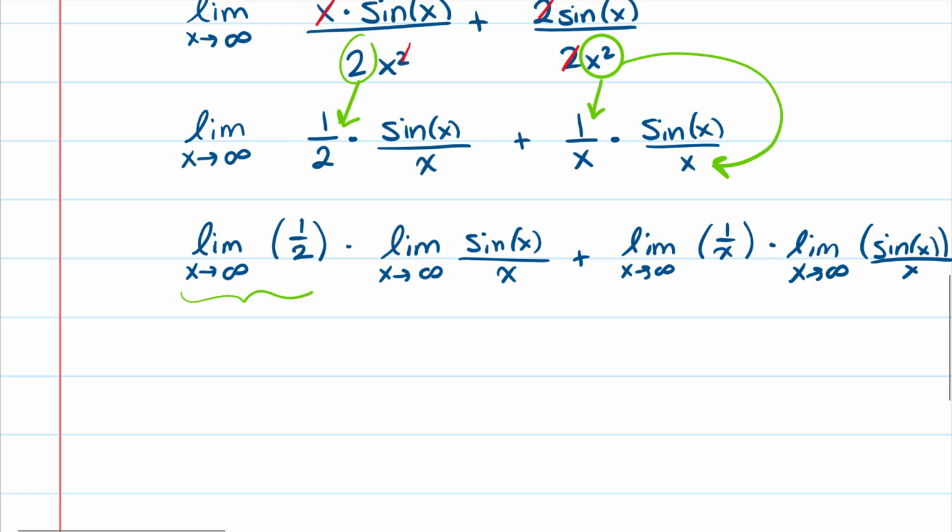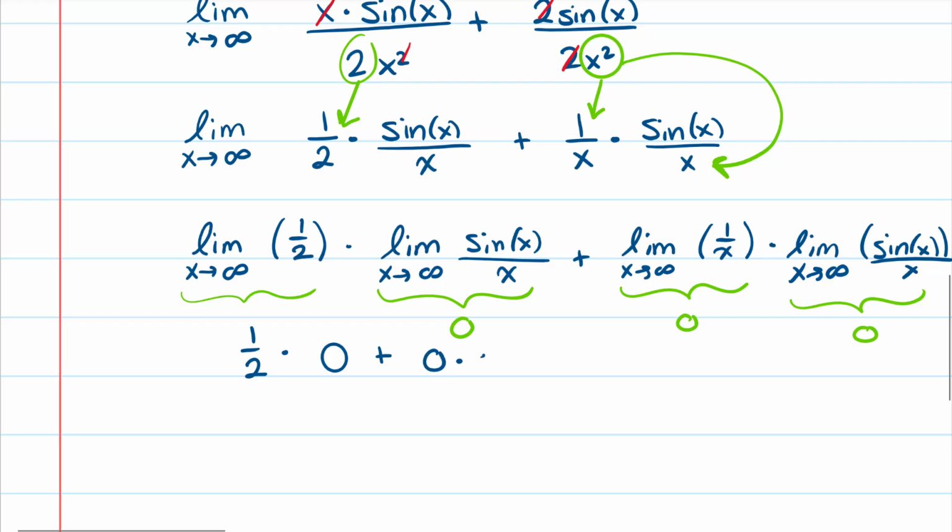So this piece of the limit is going to be 1/2 times this piece of the limit, which is 0, this piece of the limit, which is 0, and this piece of the limit, which is also 0. So I get 1/2 times 0 plus 0 times 0. So this becomes 0 plus 0, which is just 0.